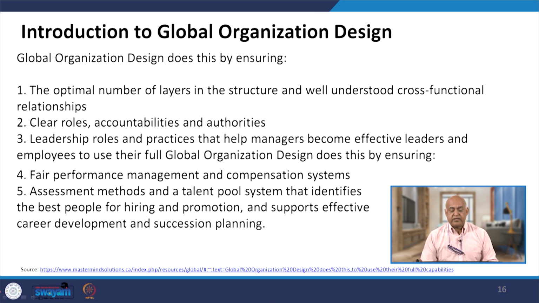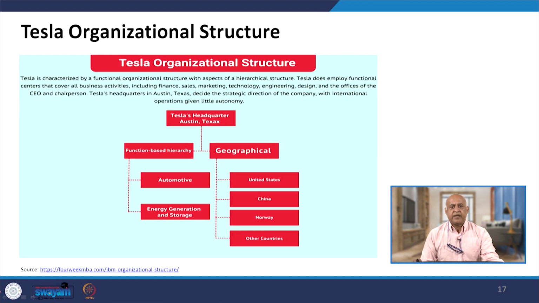Global organization design does this by ensuring the optimal number of layers in the structure and well understood cross-functional relationships; clear roles, accountabilities and authorities; leadership roles and practices that help managers become effective leaders and employees use their full potential; fair performance management and compensation systems; assessment methods and a talent system that identifies the best people for hiring and promotions and supports effective career development and succession planning.